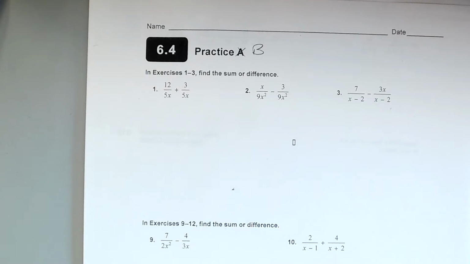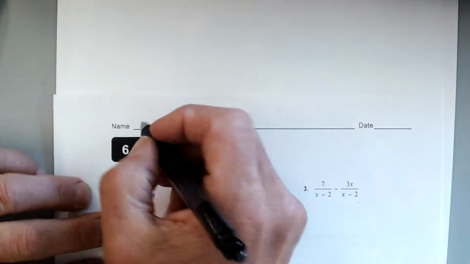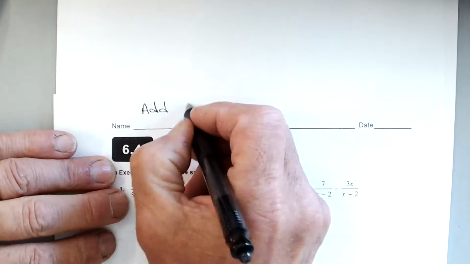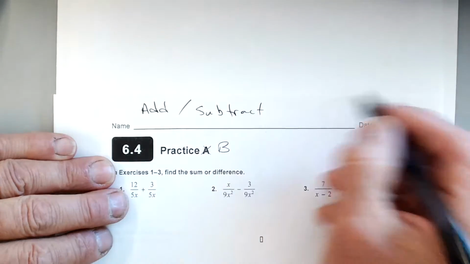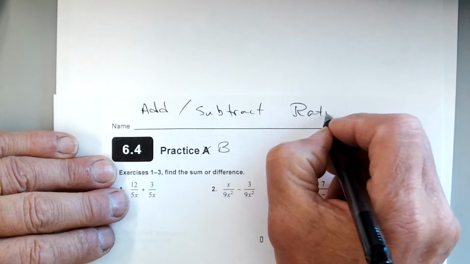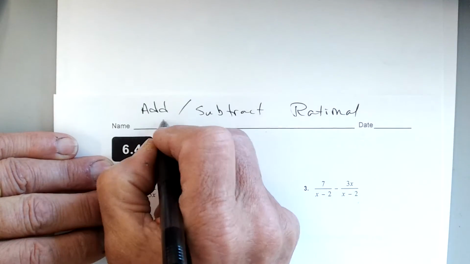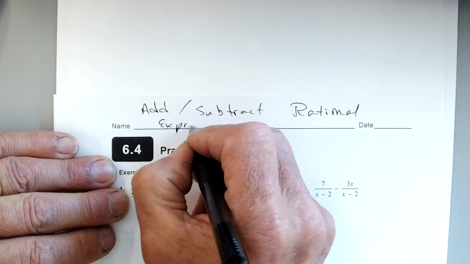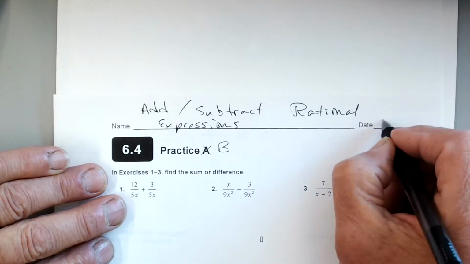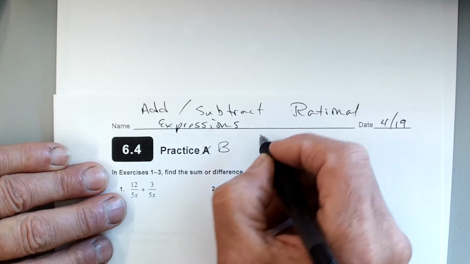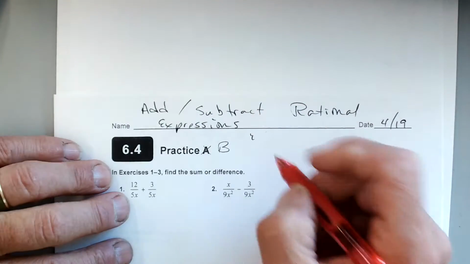We're on. Okay, so today we need to add or subtract rational expressions. But more specifically, we need to find a common denominator, right?